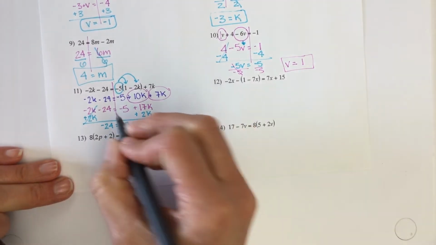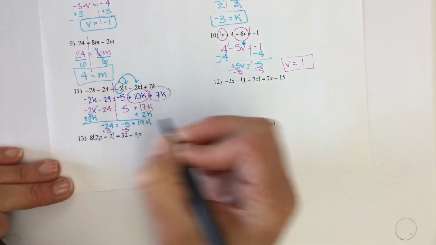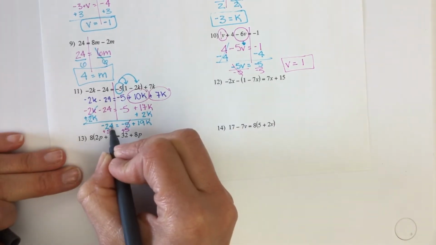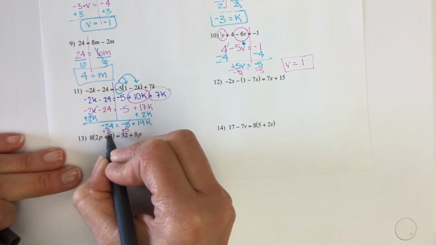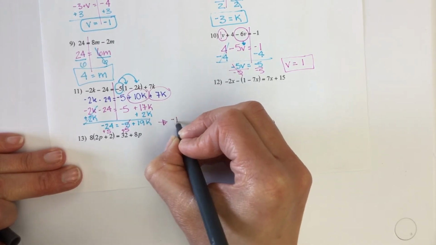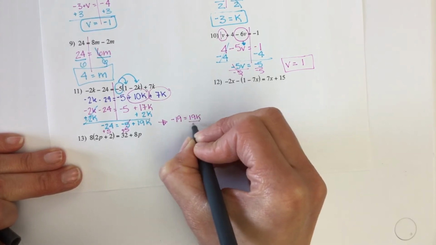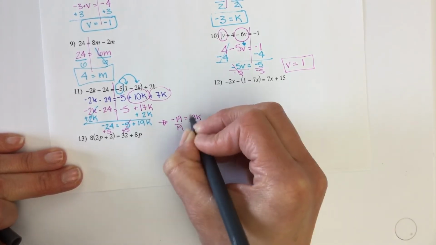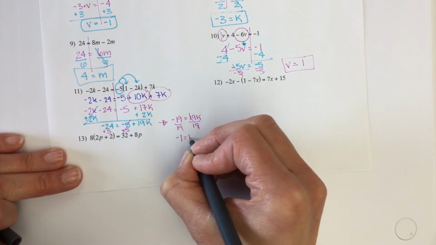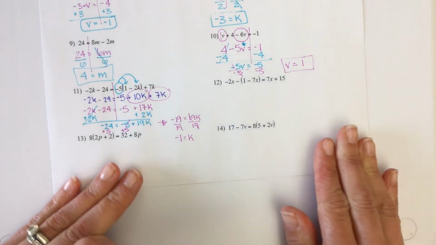Still trying to get this k by itself, so I'm going to add 5 to the other side. So this gives me negative 24 plus 5. This is going to give me a negative 19 equals 19k. Divided by 19, divided by 19, negative 1 equals k. Okay.